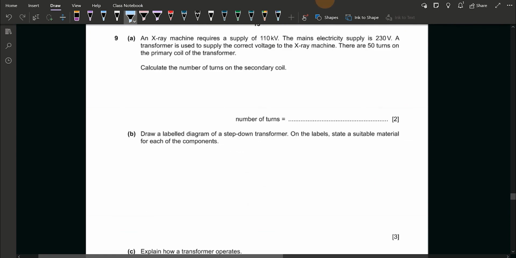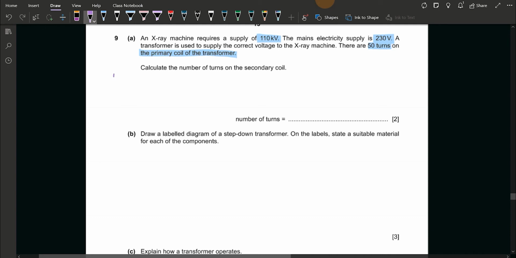Question number 9. An X-ray machine requires a supply of 110 kilovolts. The mains electricity supply is 230 volts. A transformer is used to supply the correct voltage to the X-ray machine. There are 50 turns on the primary coil of the transformer. Calculate the number of turns on the secondary coil.